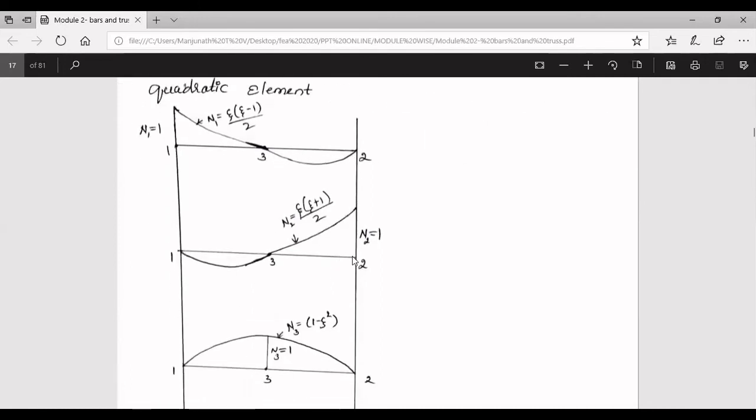Similarly, when N2 becomes 1, at node number 2, if you substitute the value of zeta as plus 1, then it gives N2 equal to 1.